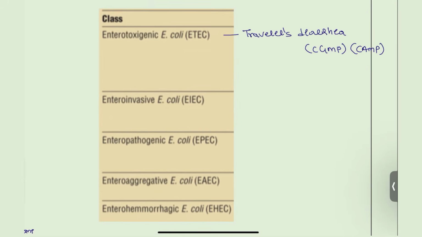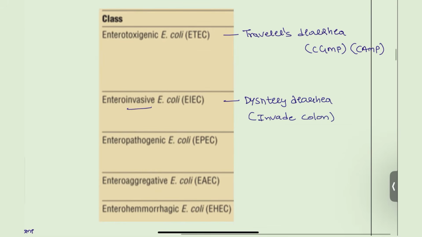This enteroinvasive is going to cause dysentery. Okay, dysentery type of diarrhea, and it will invade. The name itself tells it is invasive. It is going to involve the colon. It is going to completely invade our colon and can cause dysentery, where we are going to see blood and also pus. Shigella-like toxin is what it is going to produce.